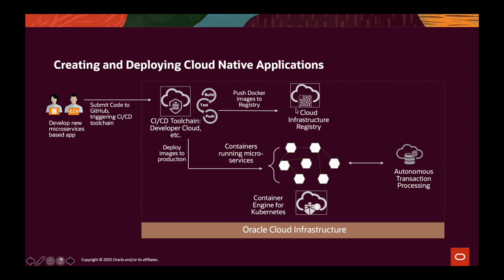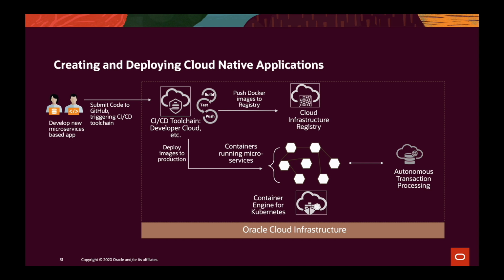Once the image has been pushed out, the CI/CD toolchain will automatically push out that image and deploy it as a container inside my container engine for Kubernetes. And this microservice that I have developed uses Oracle transaction processing for storing the data. So in my demo, I already have a Node.js microservice which is deployed in my Oracle container engine for Kubernetes, and it's already configured with the Oracle Autonomous Database.